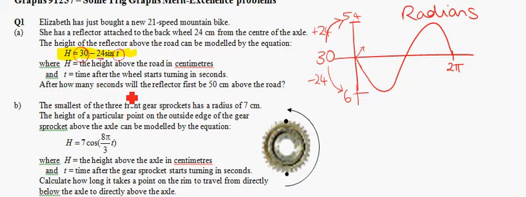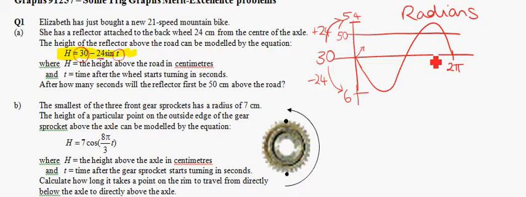Right, after how many seconds will the reflector first be 50 centimetres above the road? So our reflector is going round and round. It starts in this position on the wheel, and then it goes down closer to the road, back up to the top of the wheel, back round to the central position. After how many seconds will the reflector be 50 centimetres above the road? Right, so I'm going to put a line along here at 50.